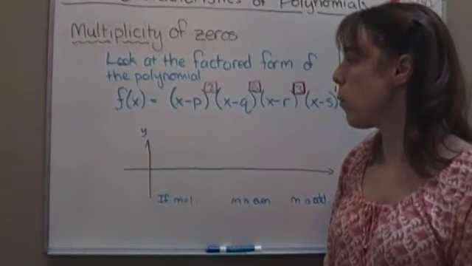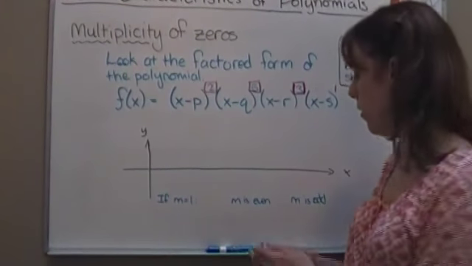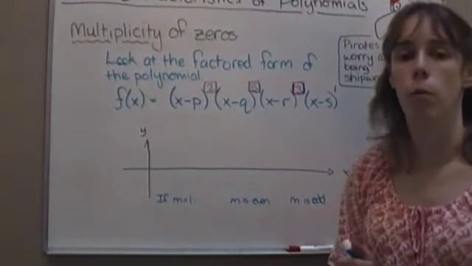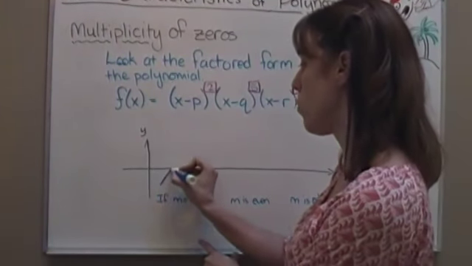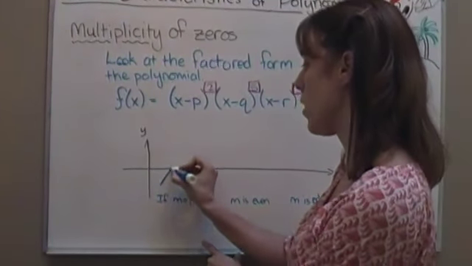So let's look at what a graph does, and let's start with the easy one, the multiplicity of 1. The graph is going to cross through x, it just goes straight on through. Right there, multiplicity 1, straight through. So this would be like S. What happens if M is even? Well, it behaves kind of like a quadratic.